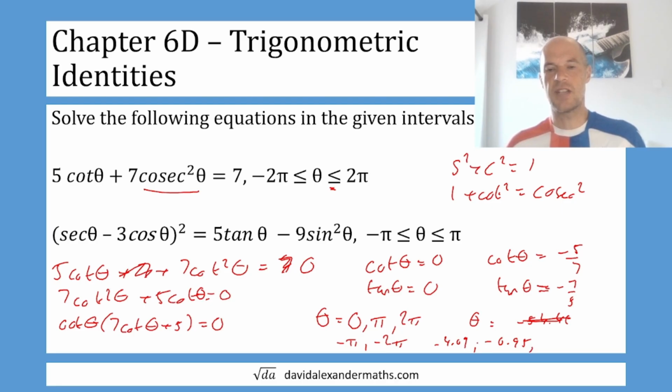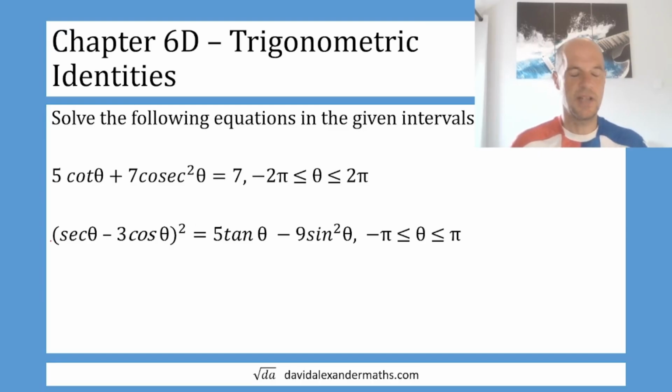So now I'm just adding pi to the minus 0.95, and what do I get? I get 2.19, and if I add another pi to that, I will get 5.33, and if I add another pi, that will definitely put me above the 2 pi there. So I get 1, 2, 3, 4, 5 solutions from the tan of theta is 0, and 4 solutions from the tan of theta is negative 7/5.